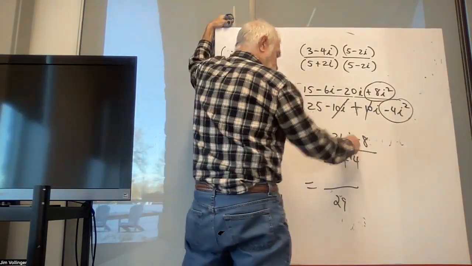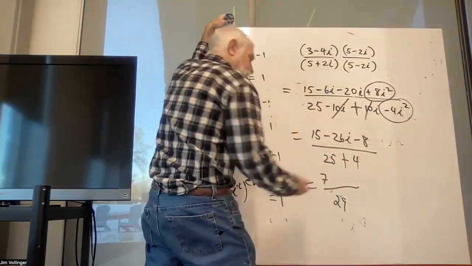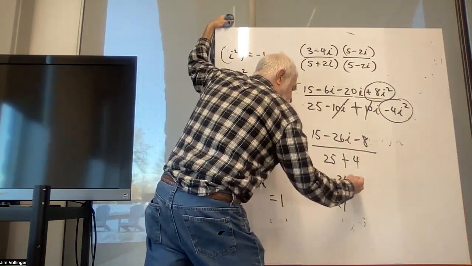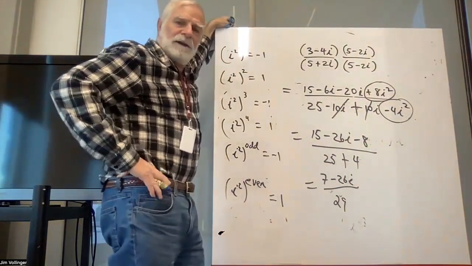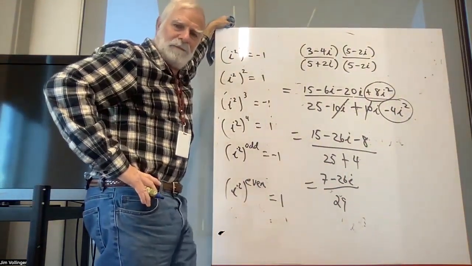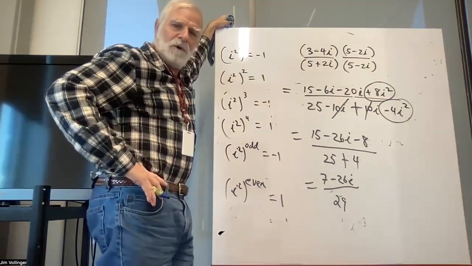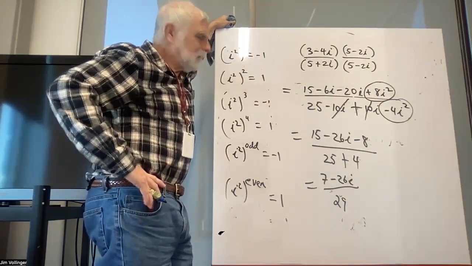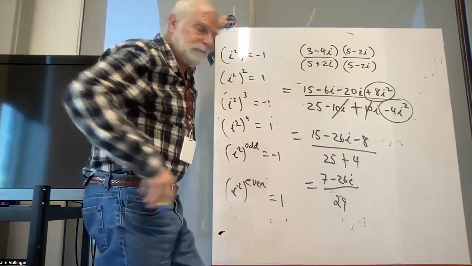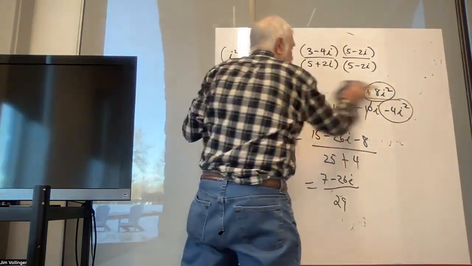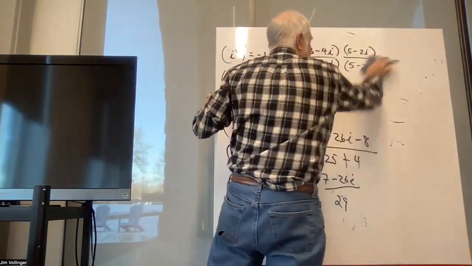So that then becomes a fraction divided by a nice number. And 15 minus 8 is 7. And that's minus 26i. And you probably see those on your SATs. So even if you're not going to become an engineer, you want more options at the college level, you want to learn how to do this. Okay, so let's practice that a couple of times.